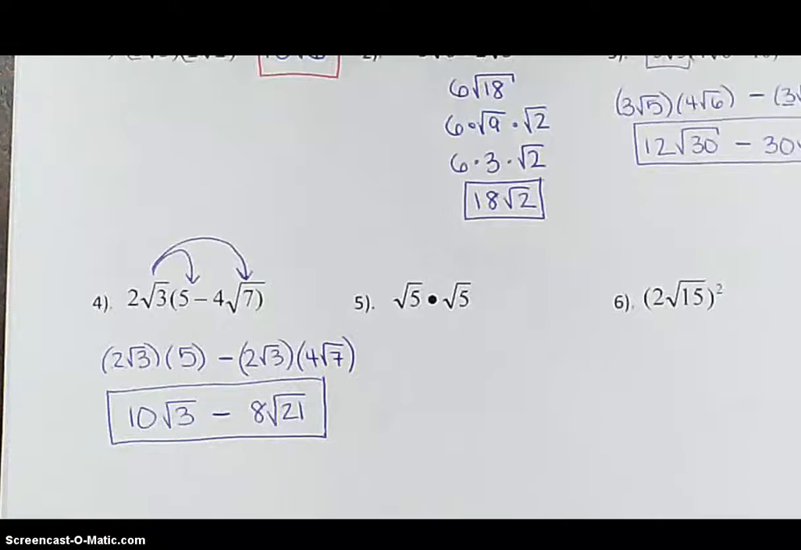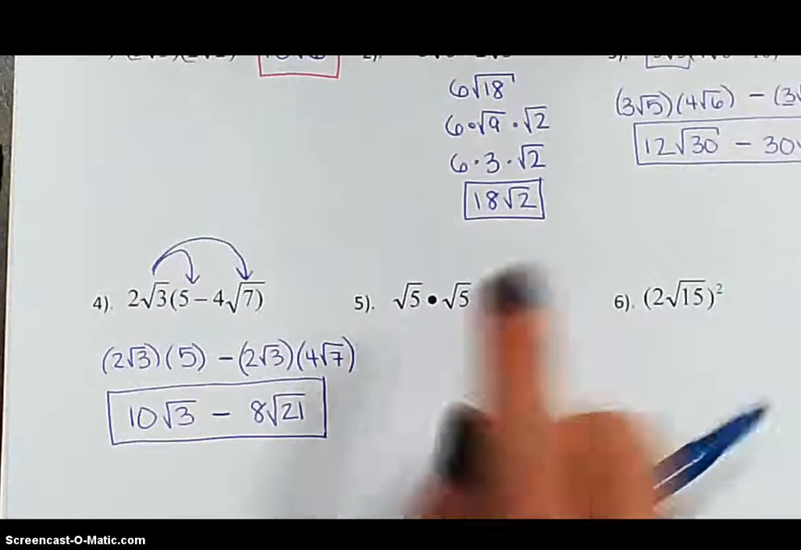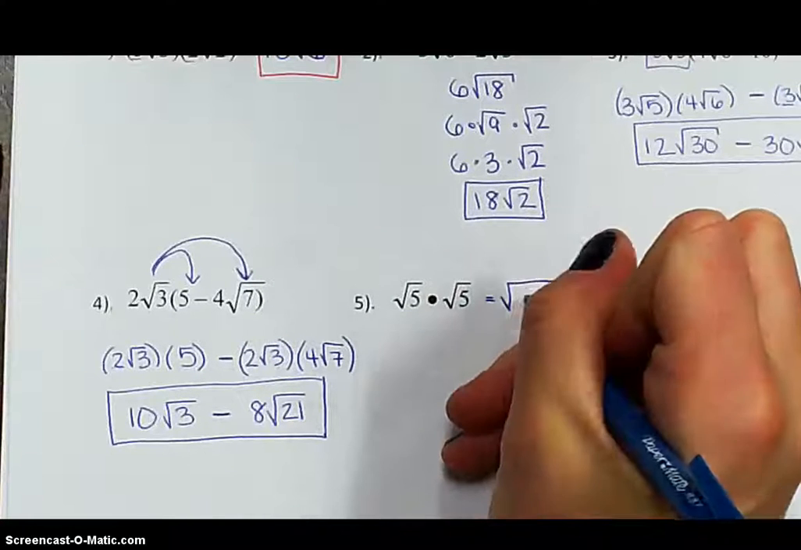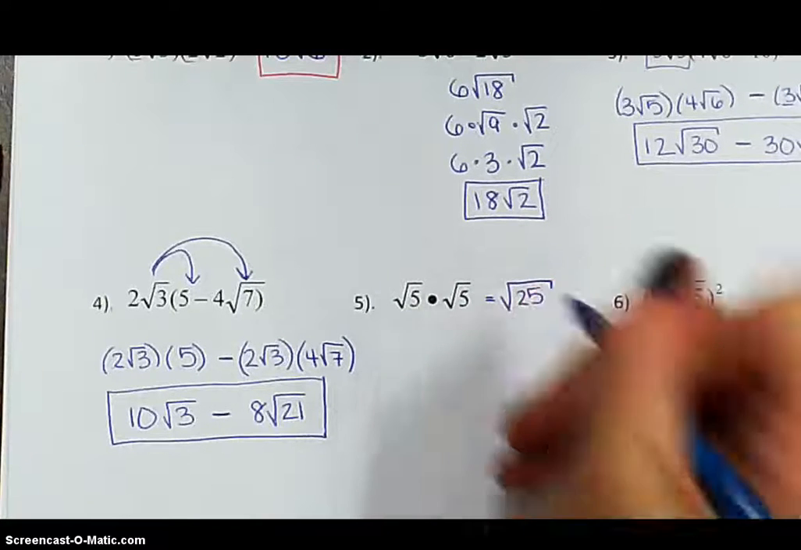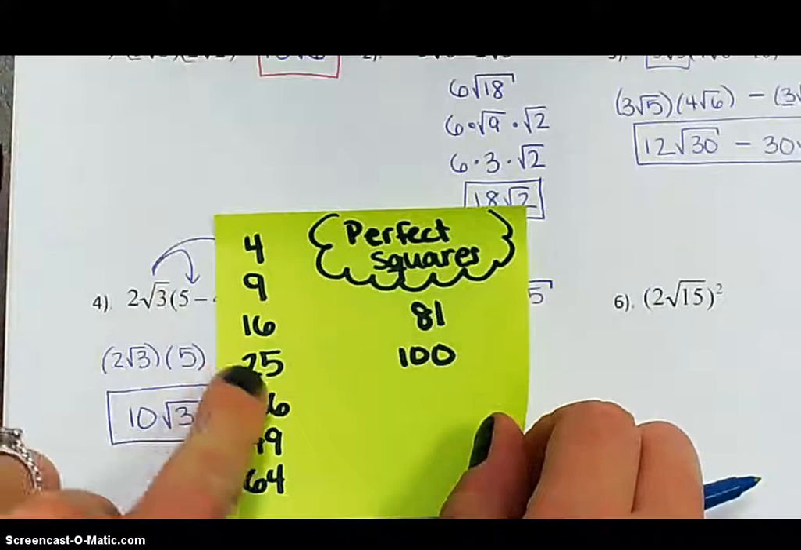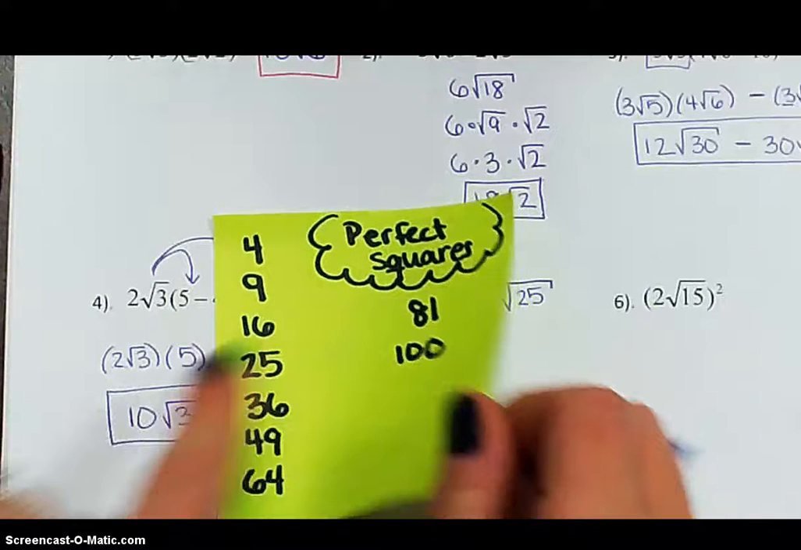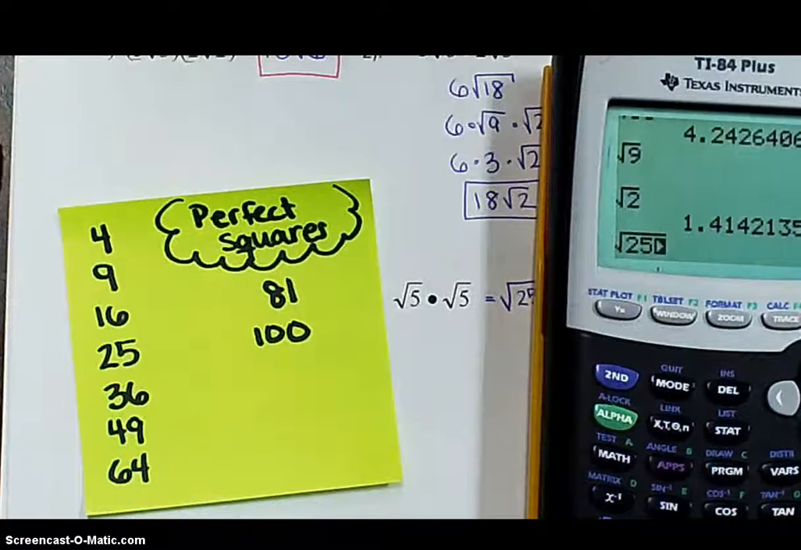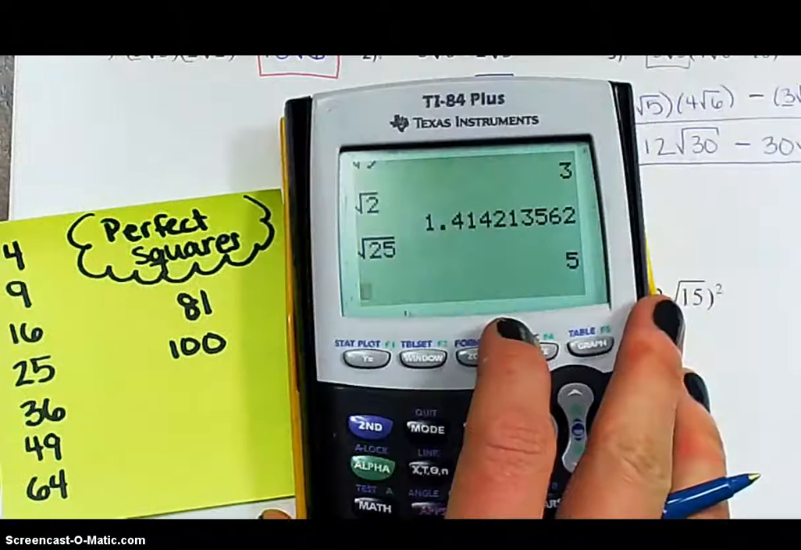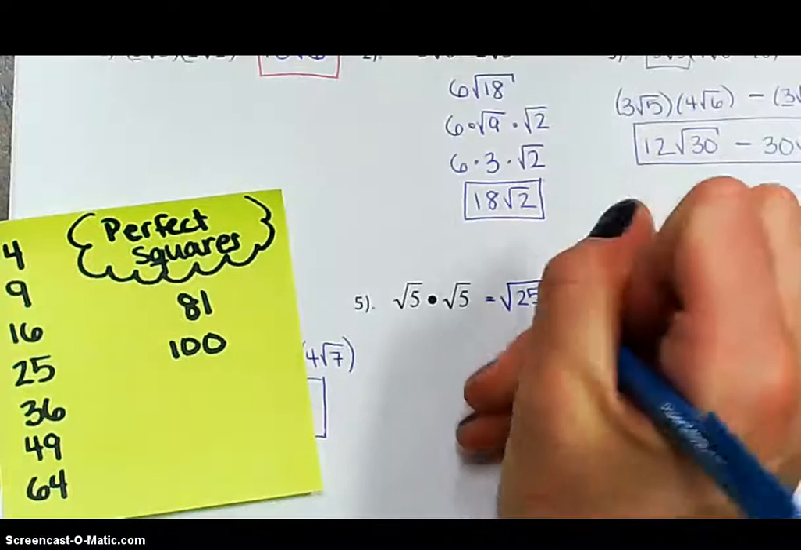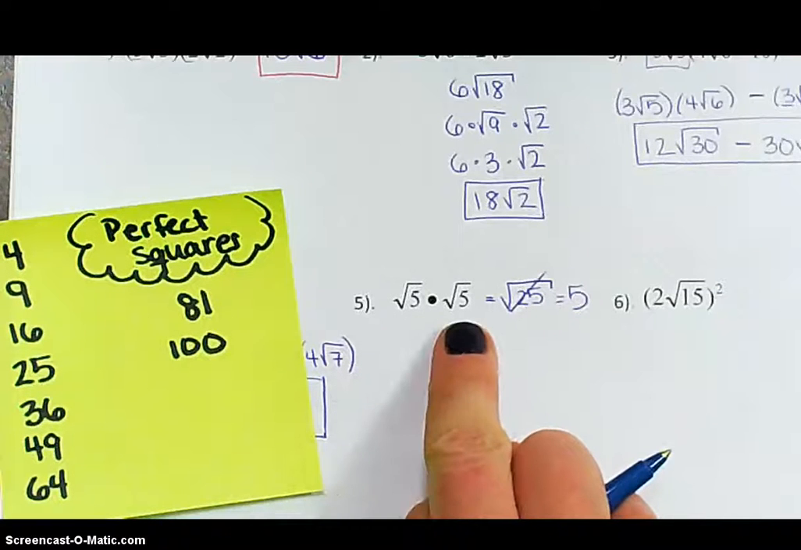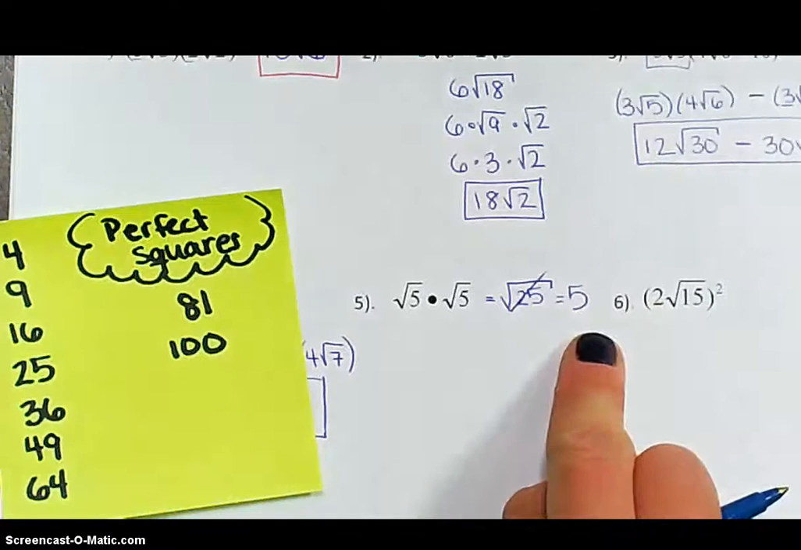Okay, next up, number 5. We have radical 5 times radical 5. Now they're both radicals, so it stays a radical, and we get the square root of 25. But wait a second, is 25 on our list of perfect squares? Yes, it is, and that is because the square root of 25 is... oops, it's 5. So this whole thing reduces and we get 5. Well, look at that. Radical 5 times radical 5, you get a whole number, 5.